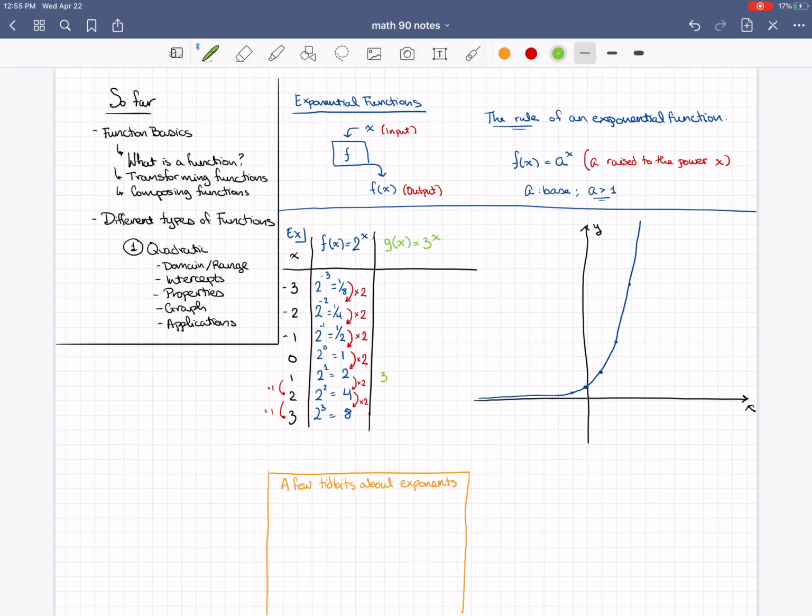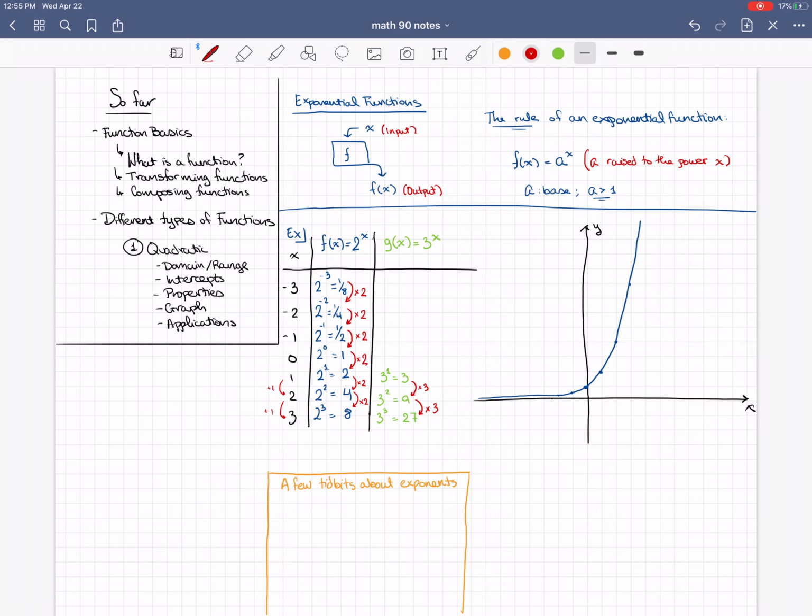So 3 to the first power is 3. 3 squared is 9. 3 cubed is 3 times 3 times 3, which is 27. And I want you to notice again that every time the input increases by 1, the output gets tripled. Just like we had with 2 to the x, where every time the input increases by 1, we multiply by the base. Same thing here, just this time the base is 3.